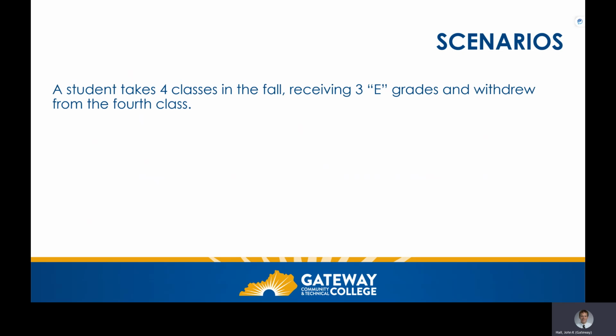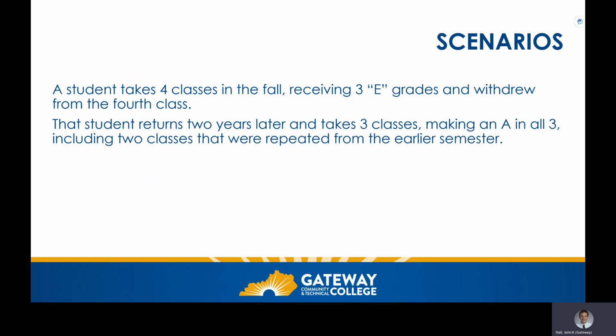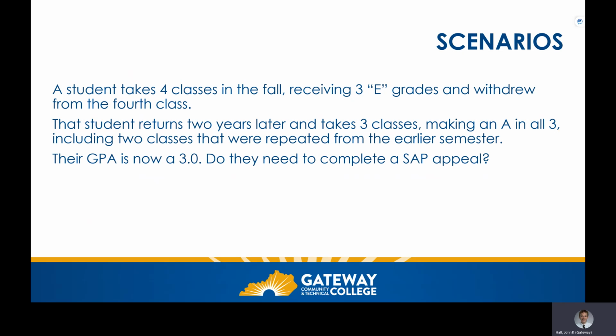One more scenario. A student takes 4 classes in the fall, receiving 3 E grades, which is a failing grade, and they withdrew from the 4th class. The student returns 2 years later and takes 3 classes, making an A in all 3, including 2 classes that were repeated from the earlier semester. Their GPA is now 3.0. Do they need to complete a SAP appeal?